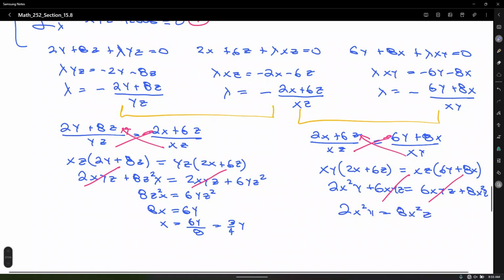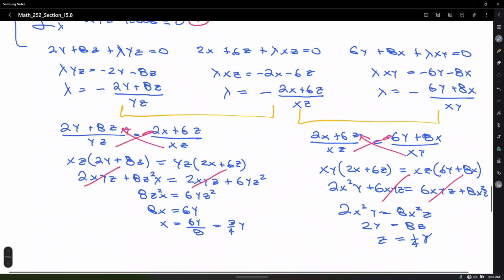We can divide out the x squareds, right? And that's going to leave us with 2y equals 8z. And I'm going to write the z in terms of y. So notice how when we simplify these two equations, the common variable is y. So that's the variable you want to write these equations in terms of. That is z, which is 1/4 of y. Z in terms of y, x in terms of y.